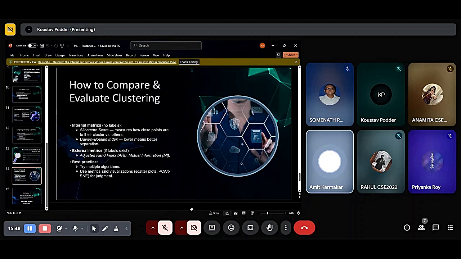Best practice, which one is best practice? Test multiple algorithms and visualize the results. Think of it like trying on outfits before a big event. You need to see what fits best. Next slide.